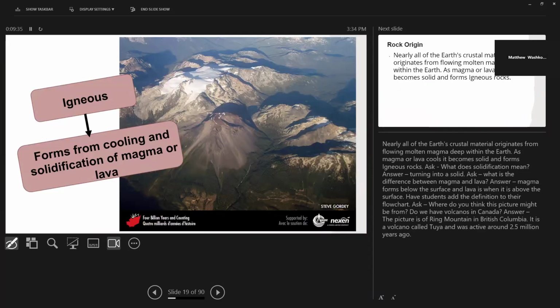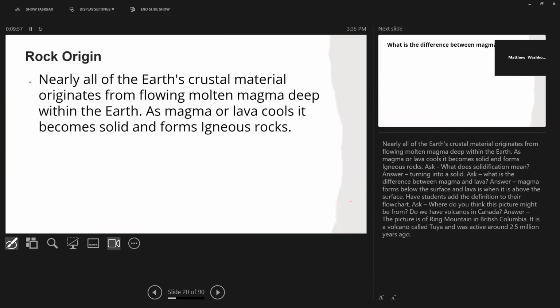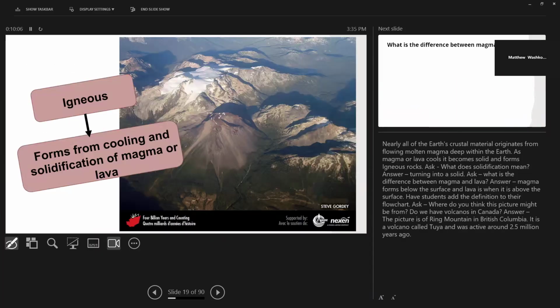All right. So igneous rocks are formed from cooling and solidification of magma or lava. And that's where almost all of the Earth's crust comes from, that magma deep within the earth. As this stuff cools, it turns into igneous rock. So nearly all of our material originates from flowing molten magma deep in the earth. You do need to write this down.